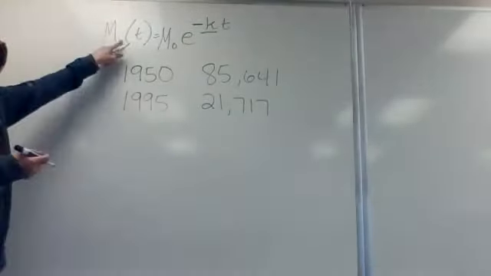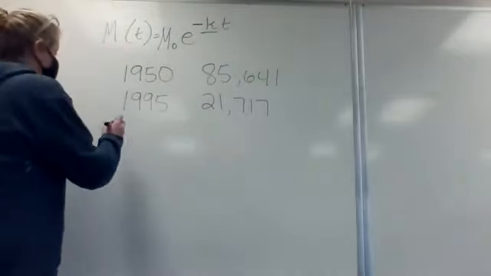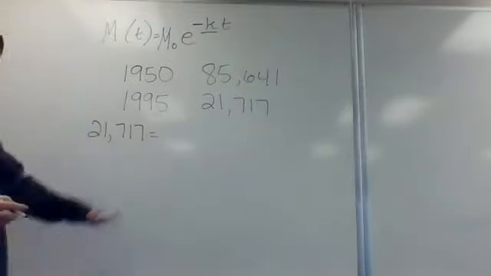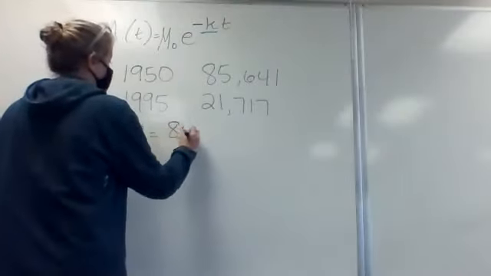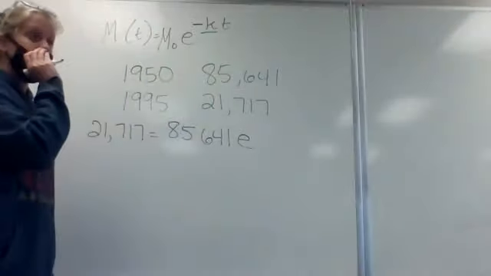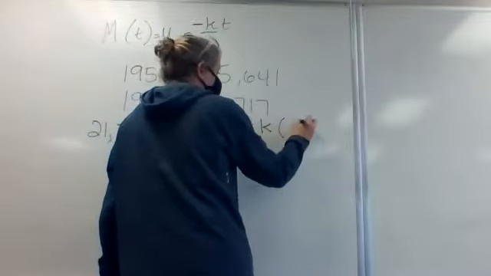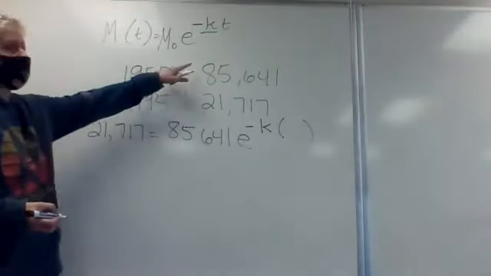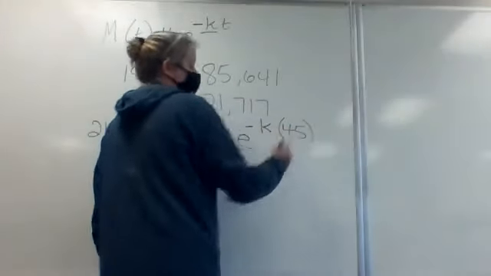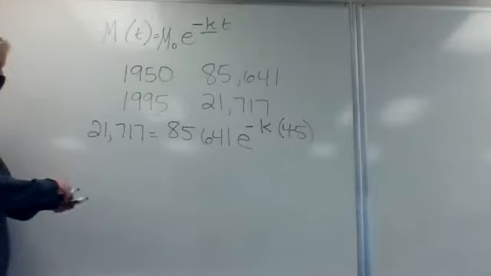So let's see, do I know the end amount? The end amount is 21,717 equals the beginning amount, 85,641, e to the negative, I don't know K, but I do know T because I know how long it took to get from the beginning to the end, which is 45 years. So now solving this for K, just like we've been doing.